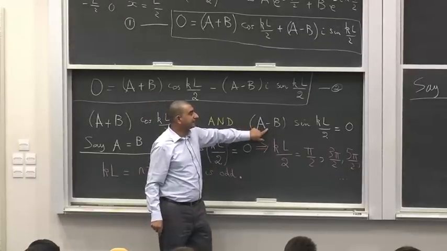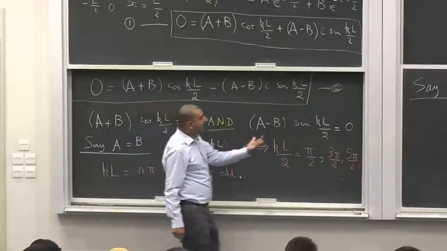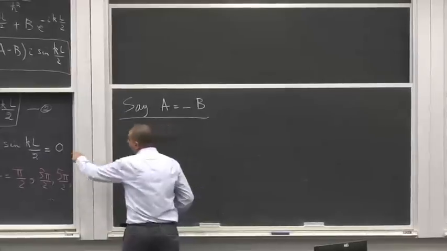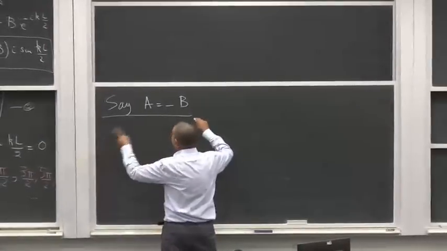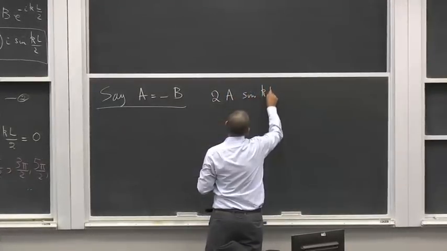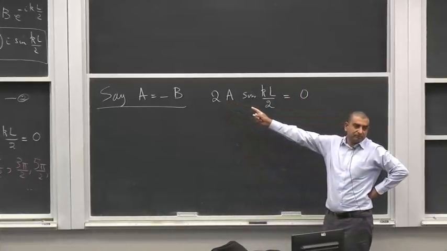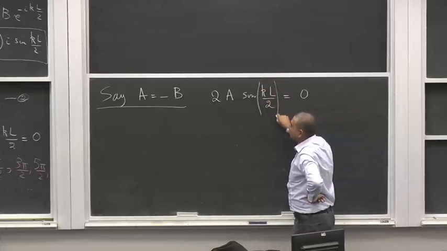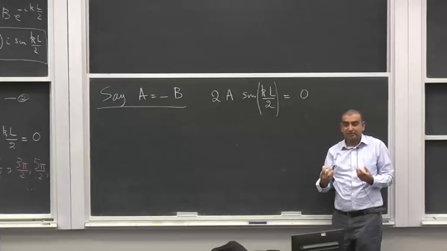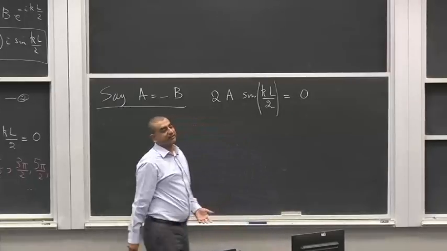This becomes 2A sine KL over 2. So if A equals minus B, which is my second possibility, then I have imposed certain restrictions on KL over 2. And what are those restrictions? If I look at this equation over here, I will get A minus B, B is equal to minus A, 2A sine of KL over 2 equals 0. But A cannot be equal to 0 now. So this term must be constrained. KL over 2 must have certain values. The sine of 0 degrees or 180 degrees or 360 degrees is 0.